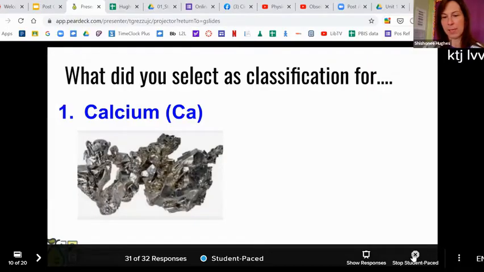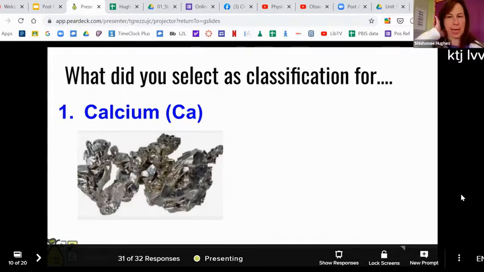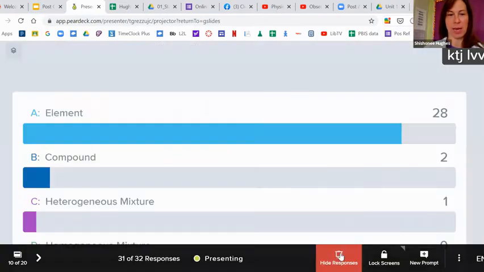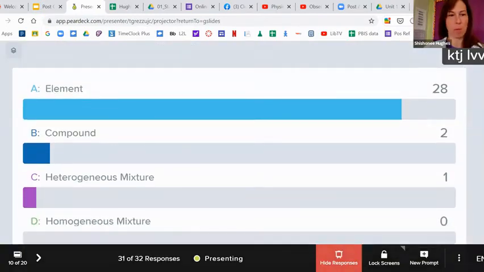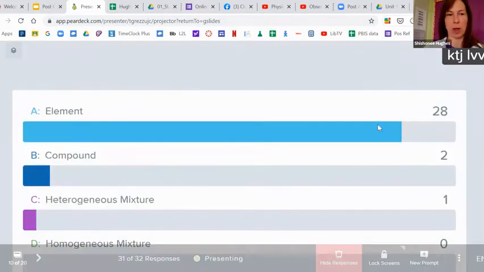All right, I'm going to stop and put you back on pace with me. So hopefully you should see calcium in front of you. I'm going to show the responses you guys said. We have, whoa, lots of elements, just a couple of compounds and heterogeneous mixture there.